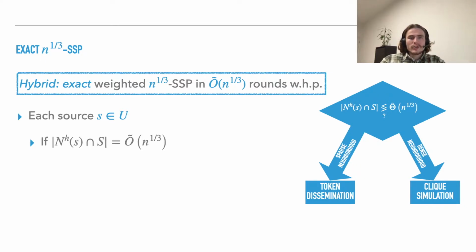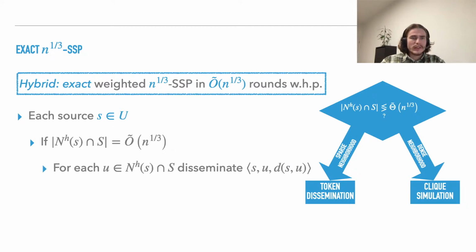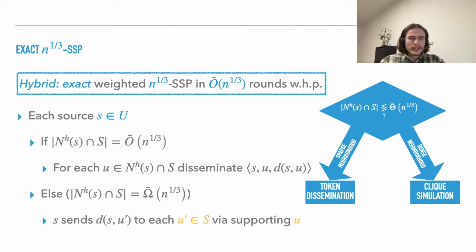If in the n to the one third hop neighborhood of some source there are not many skeleton neighbors, at most roughly n to the one third, we can use a token dissemination routine developed by Augustine et al. to broadcast distances to each one of the skeletons. Otherwise, if there are more skeleton nodes, then we sample one of them to assist us and use Congested Clique to send distances from the source to each one of the skeletons via this intermediate assistant node.